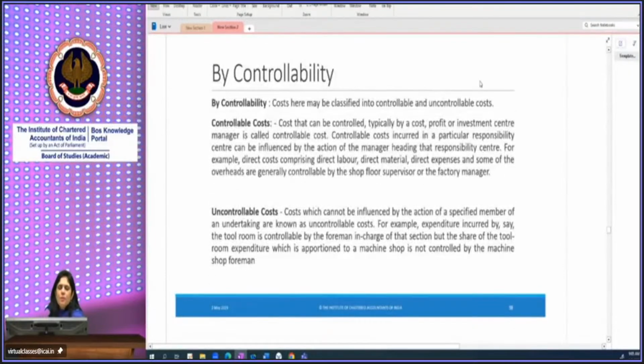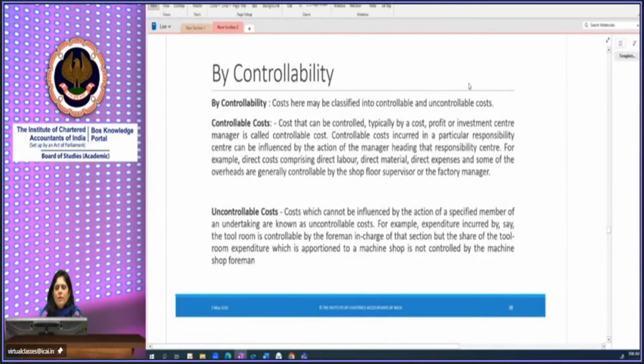All right. So by controllability, controllable cost and uncontrollable cost. Controllable costs are those which can be controlled by a responsibility center, which are in their hands, which they can control. Uncontrollable are which are not in their hands. Let us say one expenditure, the shuttle bus service is shared by all the departments. So one departmental manager cannot control the cost of a shuttle bus service if the cost is high. The departmental manager can control only those costs which are in his control. He cannot control the cost which is not in his control or which is shared by many departments. Clear?